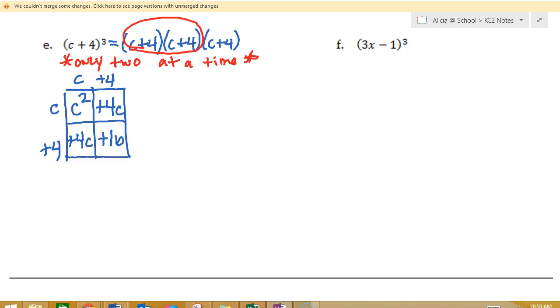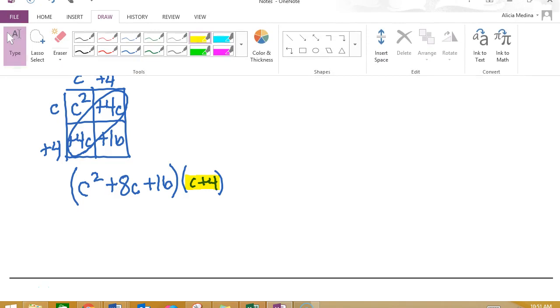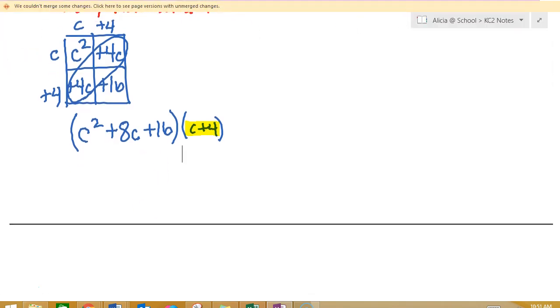I'm going to go ahead and combine my like terms, and I'm going to get c squared. 4c and 4c is a positive 8c. That came from my diagonal right there. And then I have a positive 16. Now we're not done yet because that was just the first two binomials. So I'm going to put that in parentheses, and don't forget to bring down my other c plus 4. That was still part of our equation. We just can only multiply 2 at a time. Now we have to multiply it one more time. I have a trinomial, 3 terms, by a binomial, which is only 2 terms. So I'm going to have to write a 2 by 3.